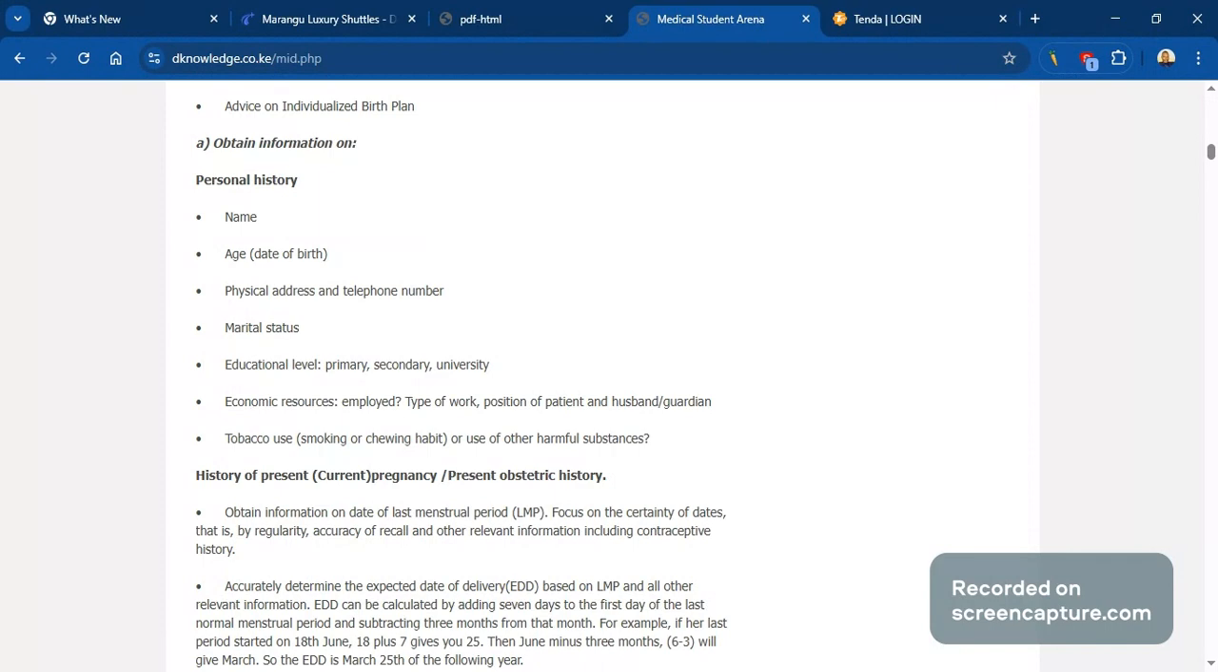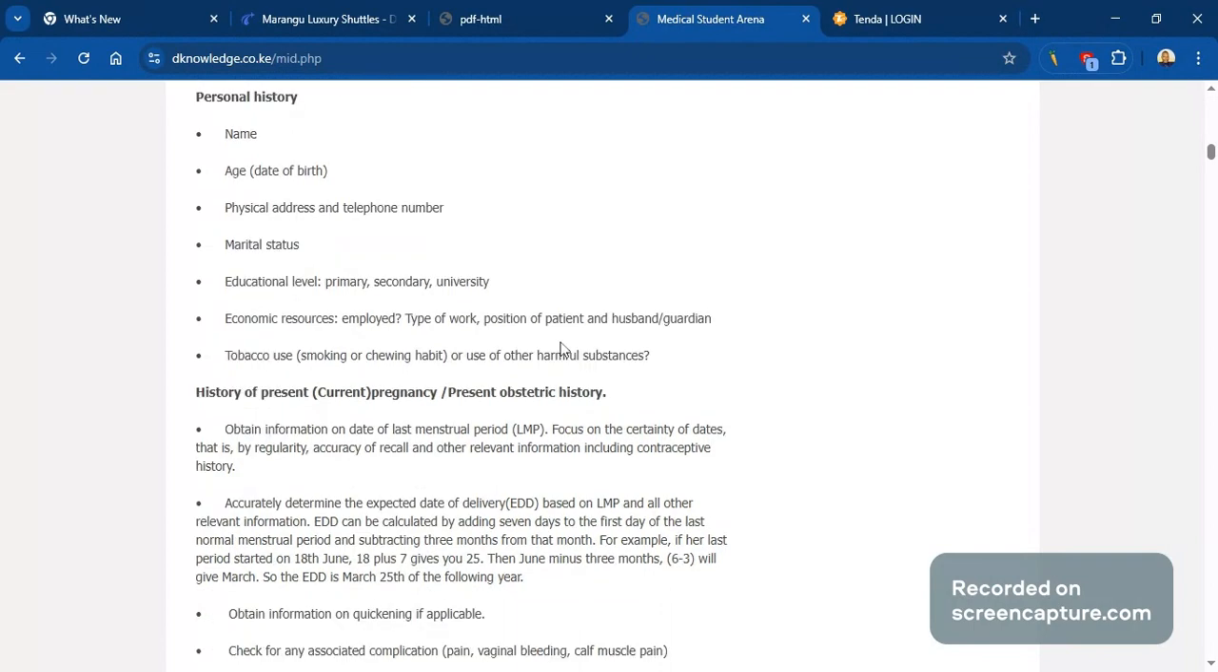Ask about economic resources, employment, type of work, position of the patient and husband, so that you don't become so figurative and objective oriented that you cannot even check around and consider a fair pricing of the service, because you can even force somebody to go for ultrasound. This one is of low socioeconomic status, therefore they are not able to get the money to finance all those processes. So you can at least space them out. If three ultrasounds were necessary, you can at least reduce it to one. Ask about tobacco use as well.